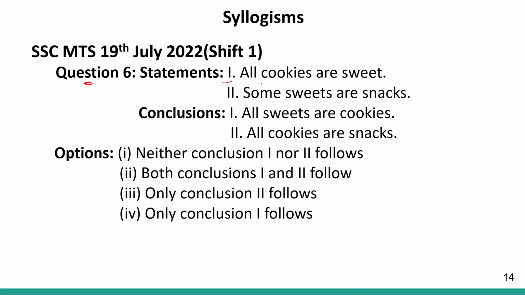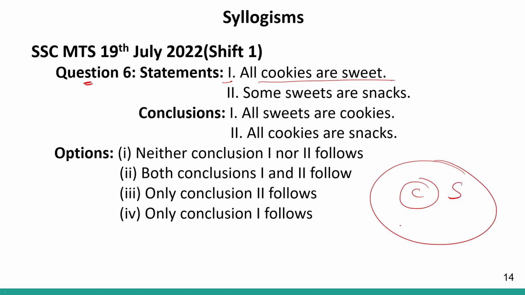Statement 1 says all cookies are sweet. Correct? All cookies are a part of sweet. Statement number 2 says some sweet are snacks. So this is snacks and this is sweet. Some sweet are snacks. This is the highlighted part. So this is my Venn diagram. Let us look at the conclusion.